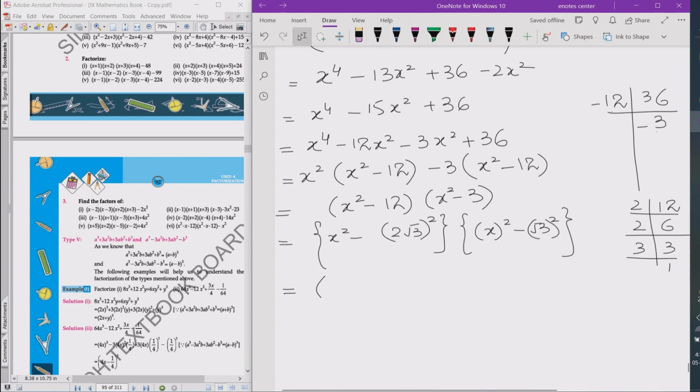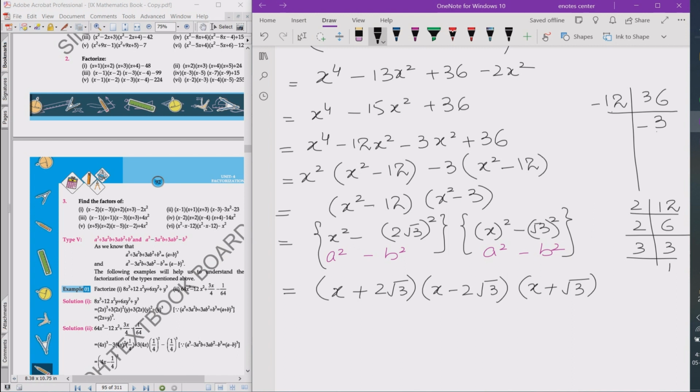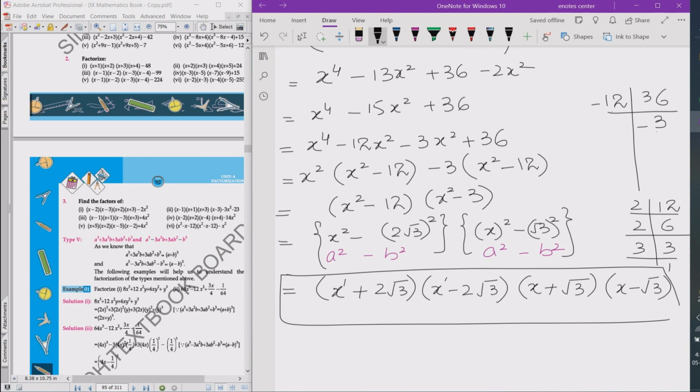Now we have to make a square minus b square, and this is also a square minus b square. So this one is x plus 2 root 3 and x minus 2 root 3, and x plus root 3 and x minus root 3. So these are the factors of this. Actually we want to make linear expressions in all factors.